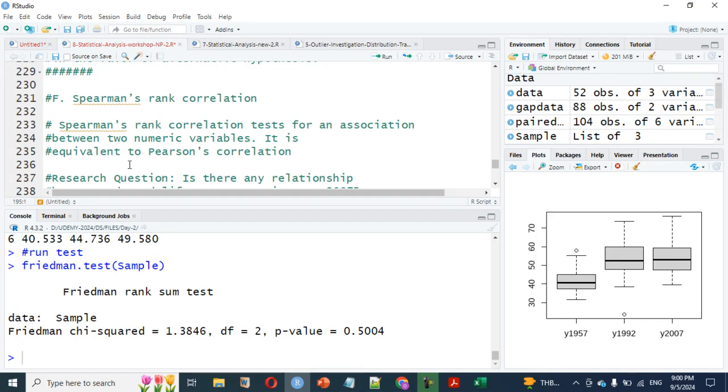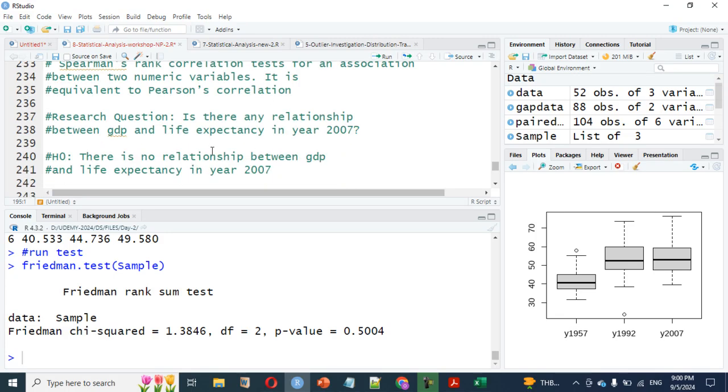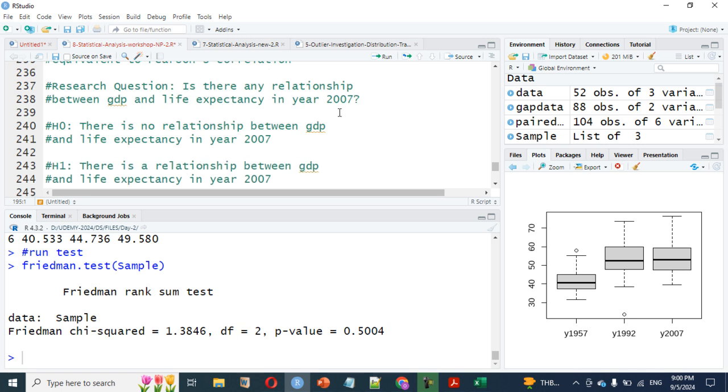It is equivalent to the Pearson correlation that we did in the parametric case. All right. Let's have a research question: is there any relationship between GDP and life expectancy in the year 2027? Okay, we are trying to pull out data based on this year. You can pull out another year you like, based on your research question.